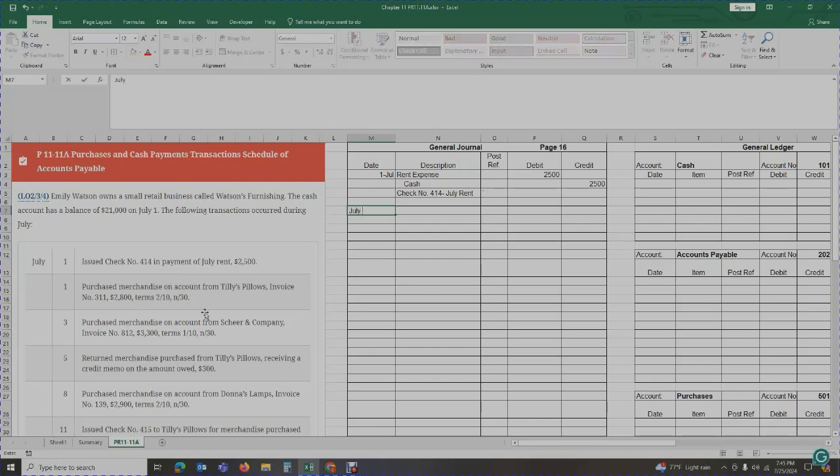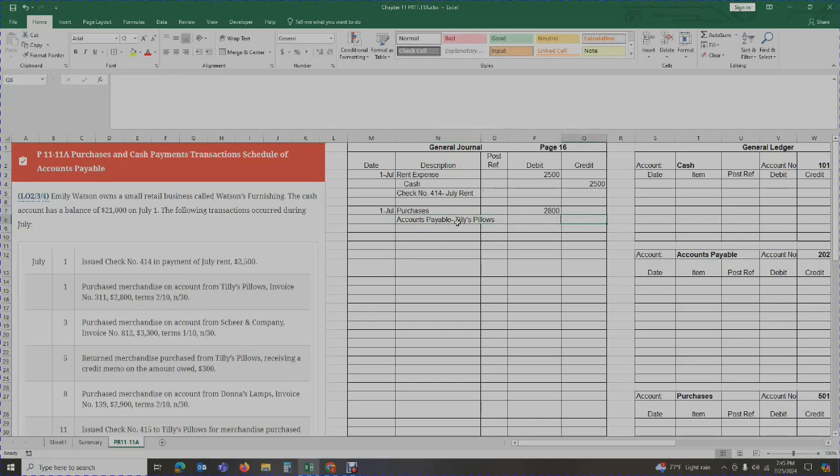We bought merchandise from Tilly's Pillows. So what happened here? We had a purchase. So we have purchases of $2,800. Okay? And we made the purchase on account. If it's on account, that means I owe money. So it's going to be my accounts payable. I owe money to who? To Tilly's Pillows. Okay?